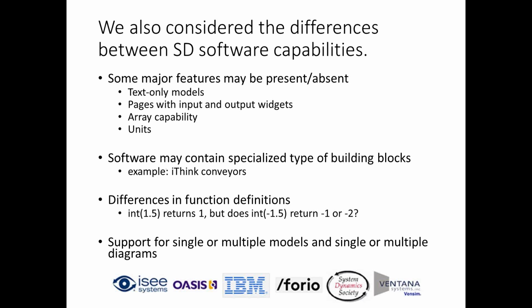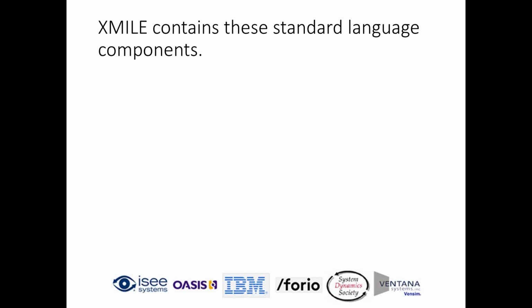And then, of course, you might also have support for single model or multiple models, submodels, and also one or more diagrams. So these are all differences in the different system dynamic software we had to consider. Here's how we handle this in XMILE.